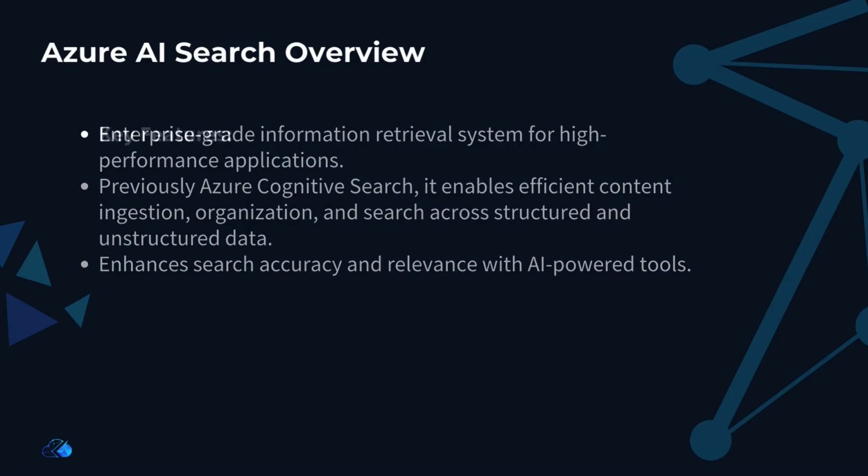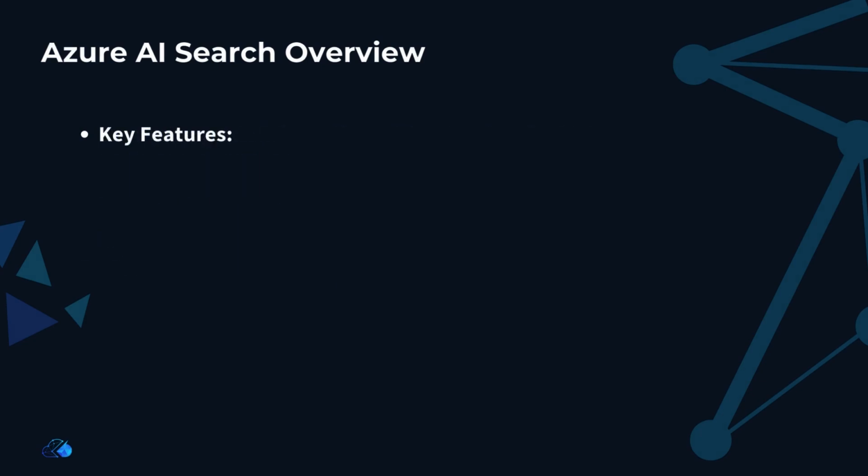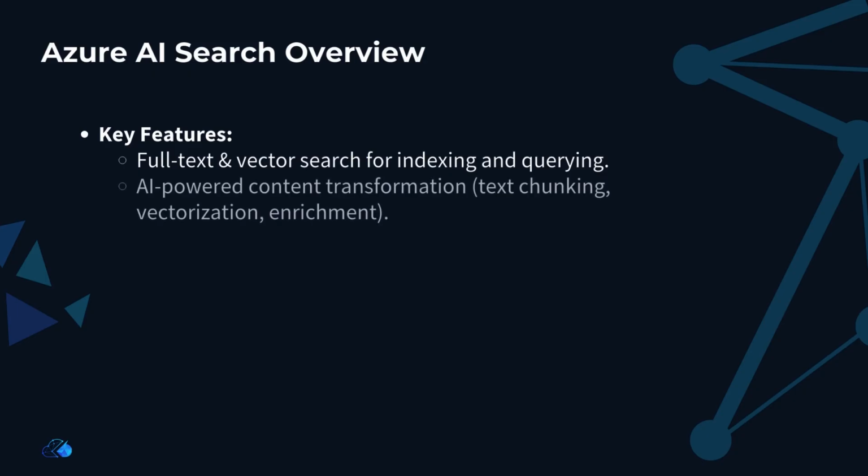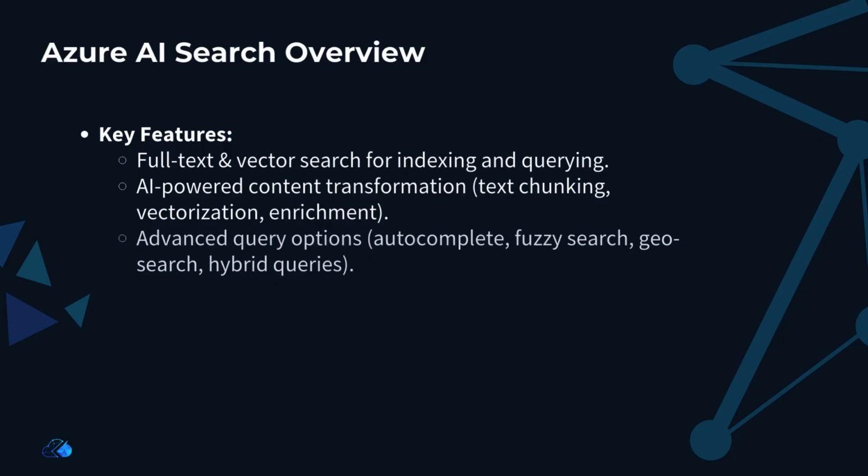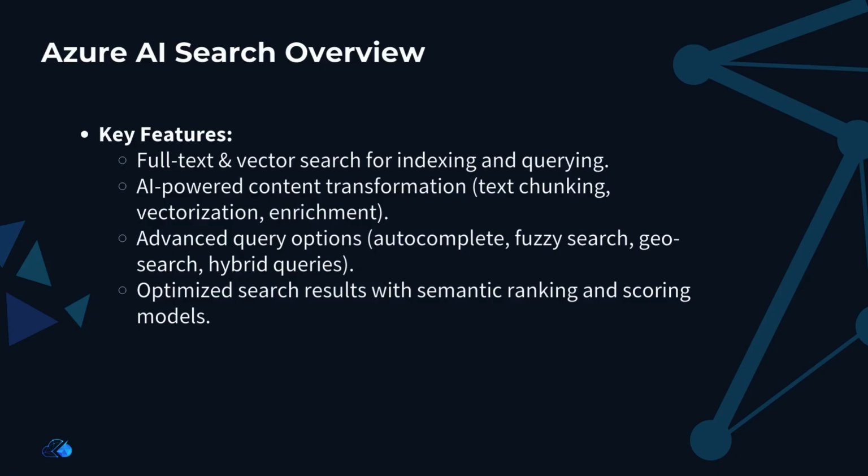relevance. Azure AI Search is more than just a search engine. It's a fully integrated AI-powered retrieval system that supports full text and vector search for indexing and querying content, content transformation using AI for text chunking, vectorization, and enrichment, advanced query capabilities, including autocomplete, fuzzy search, geo search, and hybrid queries, and finally, relevance tuning with semantic ranking and scoring models for optimized search results.